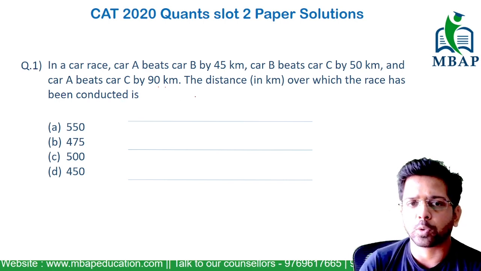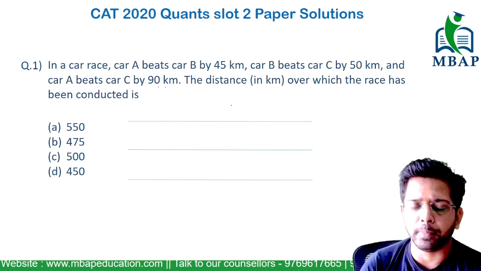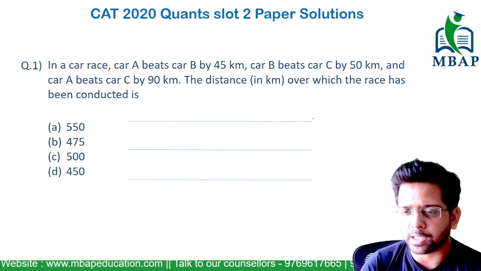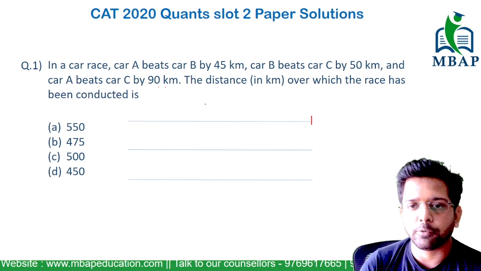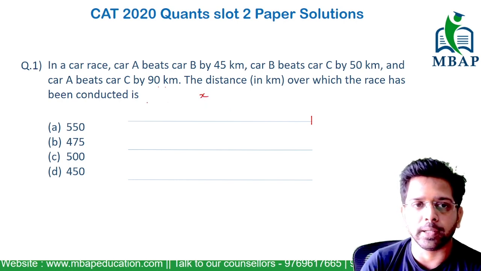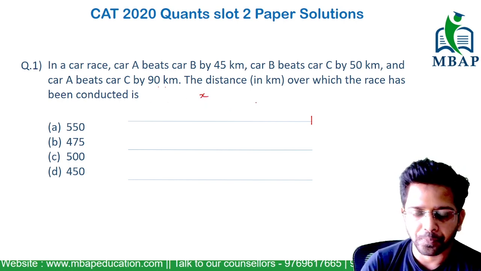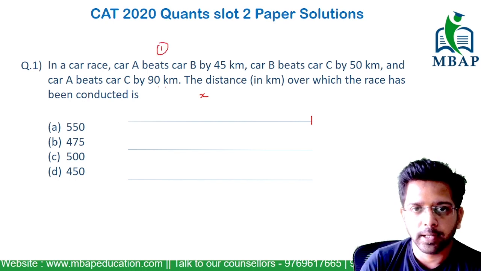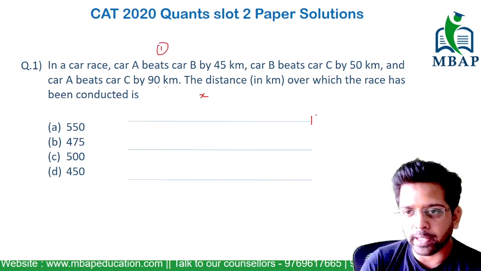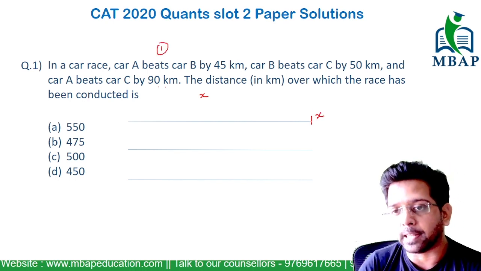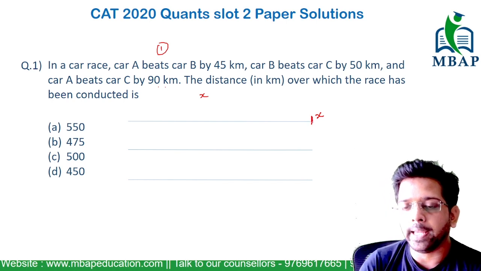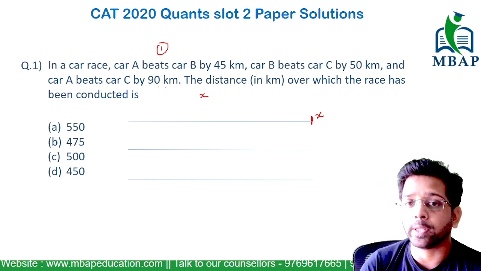Okay. So the question deals with A beating B, B beating C, and A beating C. So B is common somewhere. So let's first assume the overall distance which I have to cover in the overall race is X kilometers. If I go with the first instance, we can assume when A completed the race, A is on X kilometers.